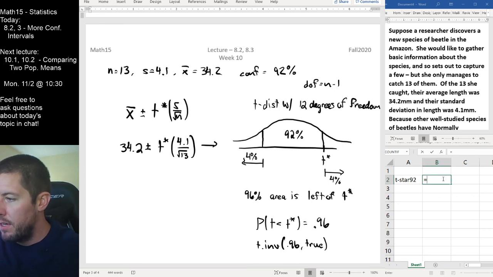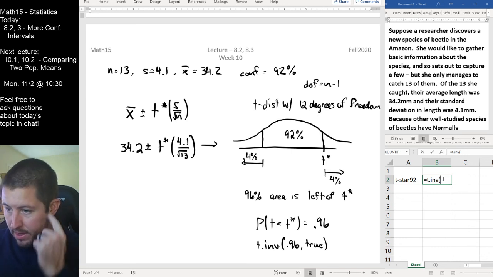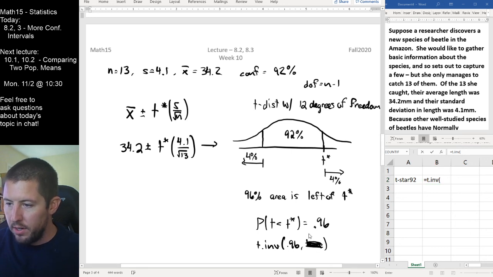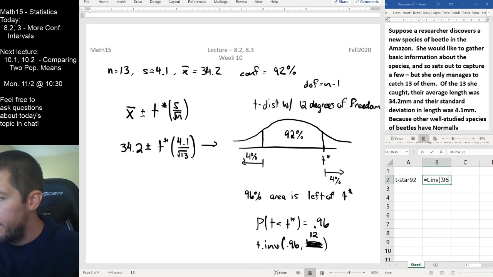So I'm going to come over here and do exactly that. I'm going to do t dot inv. And that's all we get for the command right there, t dot inv. It's going to ask me only for a probability and a degrees of freedom. So I just lied right there. The inverse always has the cumulative thing right here. This is going to be our degrees of freedom right here. This is therefore going to be our 12. Our degrees of freedom is what sits in that slot right there. So I'm going to go ahead and give a 0.96 and degrees of freedom is 12.